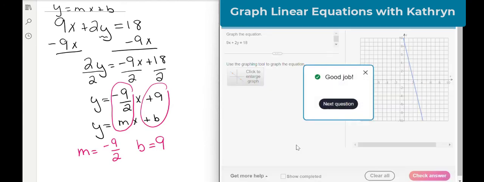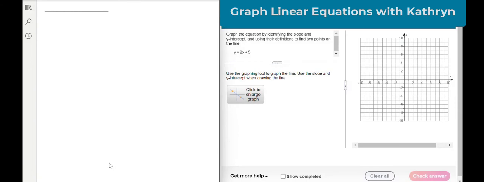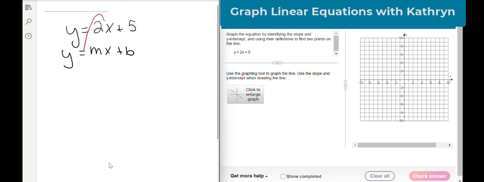Yay! Good job! Graph the equation by identifying the slope and y-intercept and using their definitions to find 2 points on the line. Well, don't let this confuse you because basically this is what we've been doing. So let's look at our equation. Our equation is y equals 2x plus 5. Now what's really cool, it's already in slope-intercept form. Y equals mx plus b. So my slope is m, so I'm going to write m equals, now we need it as a fraction, so we're going to write it as 2 over 1.